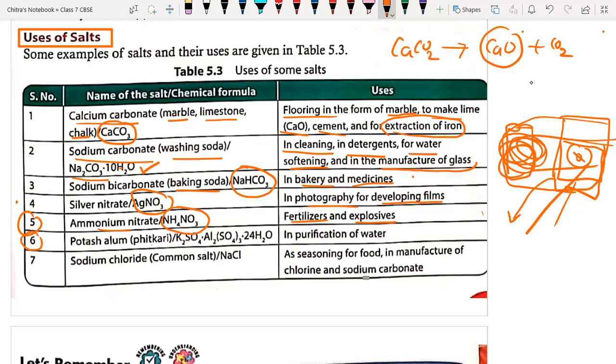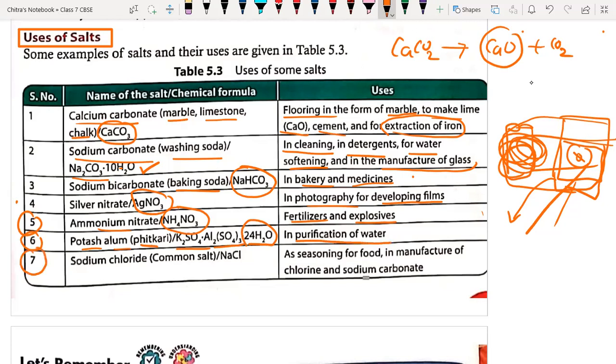Sixth, potash alum. It is also called fitkari. It is potassium sulfate, aluminum sulfate, and 24 H2O. So do remember that potash alum contains 24 water of crystallization, and it is used in purification of water.